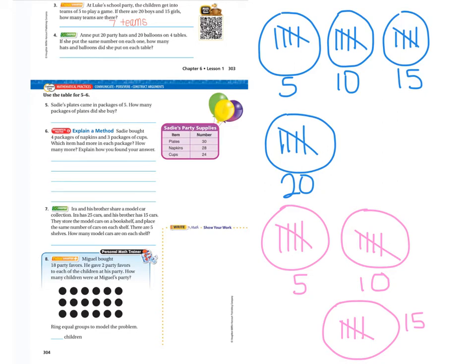If you combined 20 plus 15 to get 35, you could have also done it that way as well. You didn't have to separate the teams into boys and then girls, but that's how I solved this problem. So remember, there's more than one way to solve. As long as you get 7, that's the correct answer.